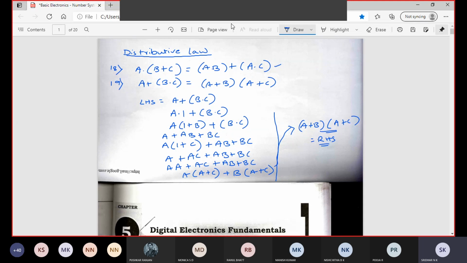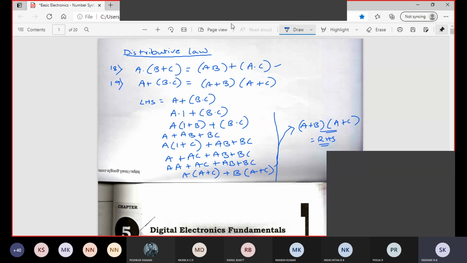The basic funda in this is, see, A is alone, B is associated with C. In any case of Boolean equations, you try to associate with the single variable. So with A you try to associate B first, and with A you try to associate C next. That's what we have done here. Next we will see the next law.